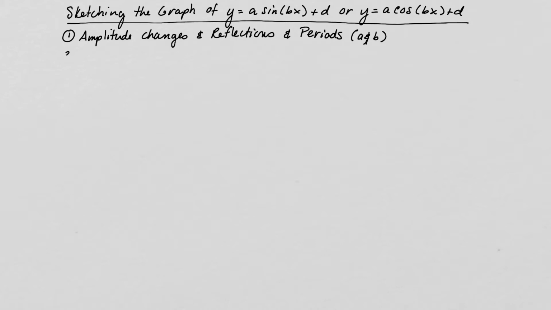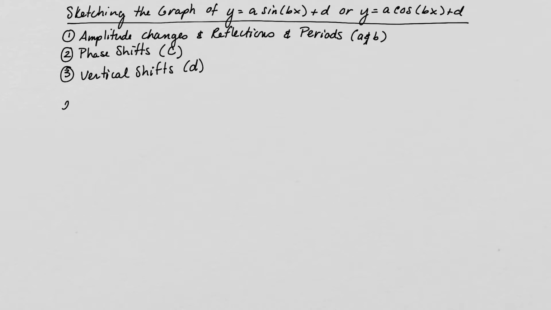And then after we do those, we'll do any phase shifts. Remember, the phase shifts come from looking at things that deal with C. And then finally, the last thing we'll do is any vertical shifts, so any up or down, and those come from looking at stuff dealing with D.